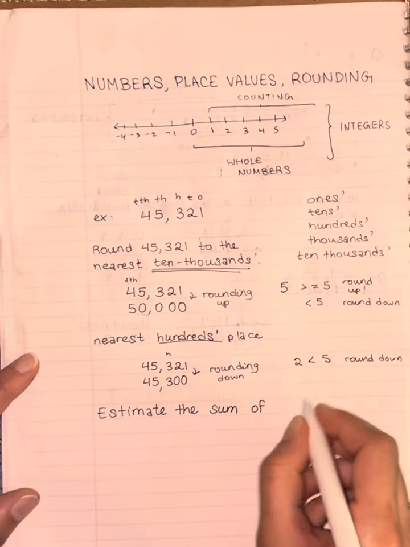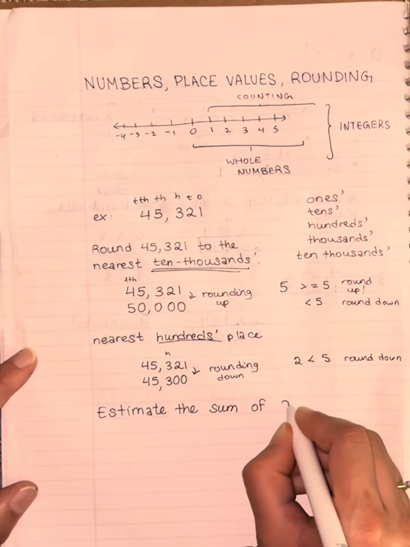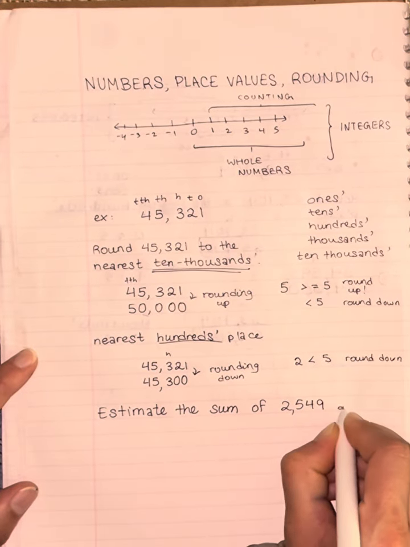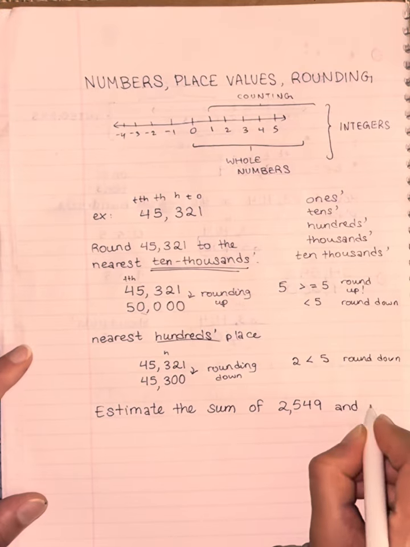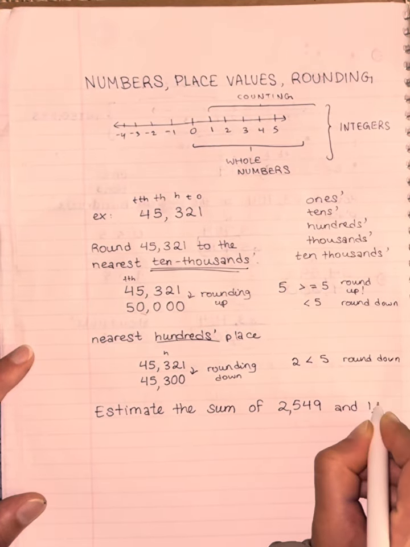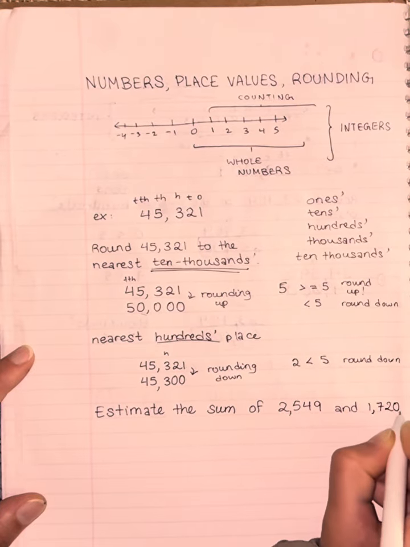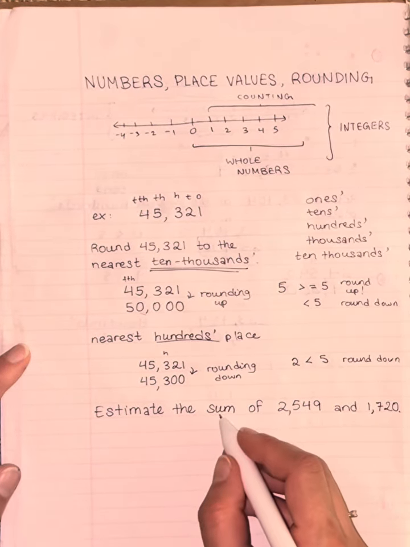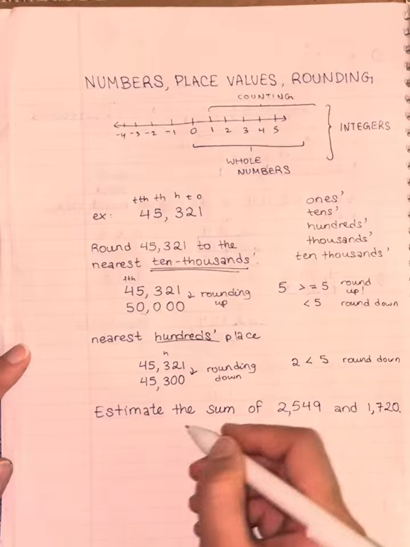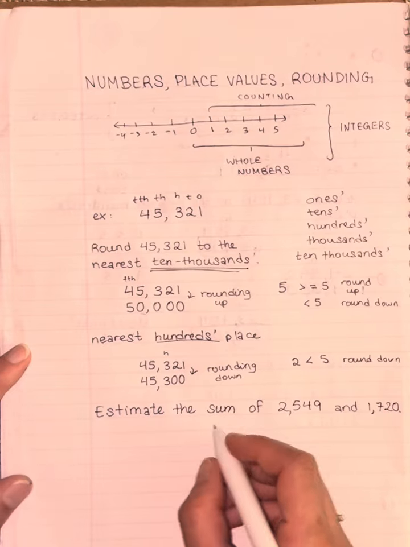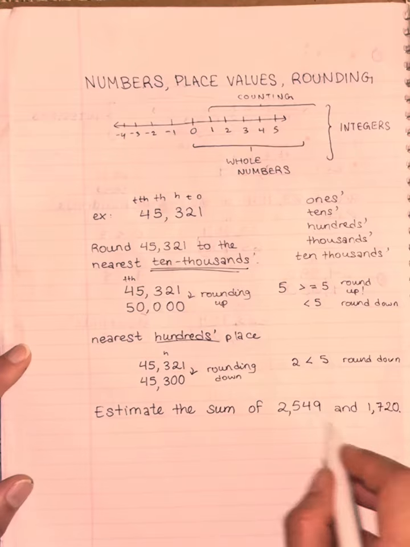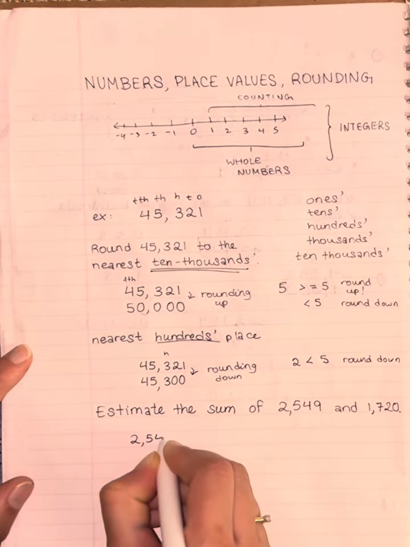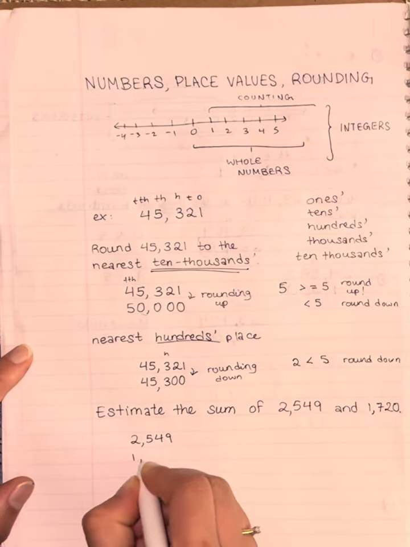of two numbers. So let's choose two arbitrary numbers, 2,549 and let's say 1,720. Okay, let's go with those two numbers. So I want to find the sum, and remember, sum means when I'm adding. So anything I'm adding, the resultant value will be called a sum. And I have two numbers here, which are my add-ins, meaning these are the numbers I will be adding. So I have 2,549, and I have 1,720.